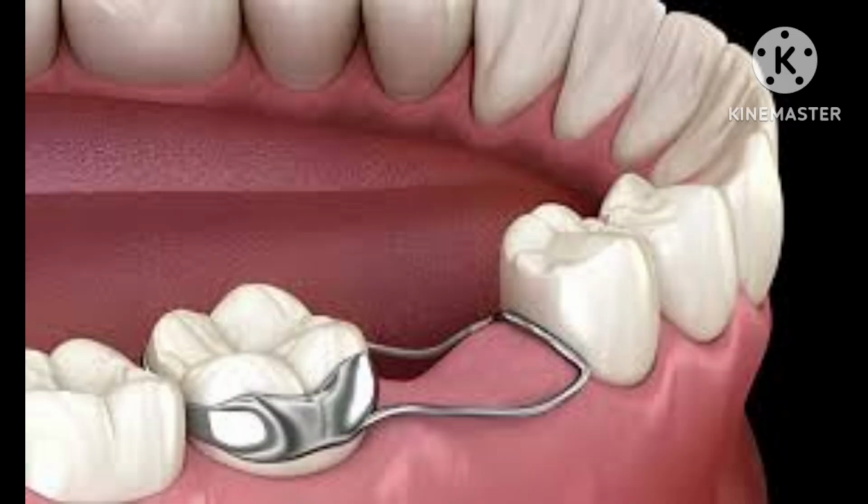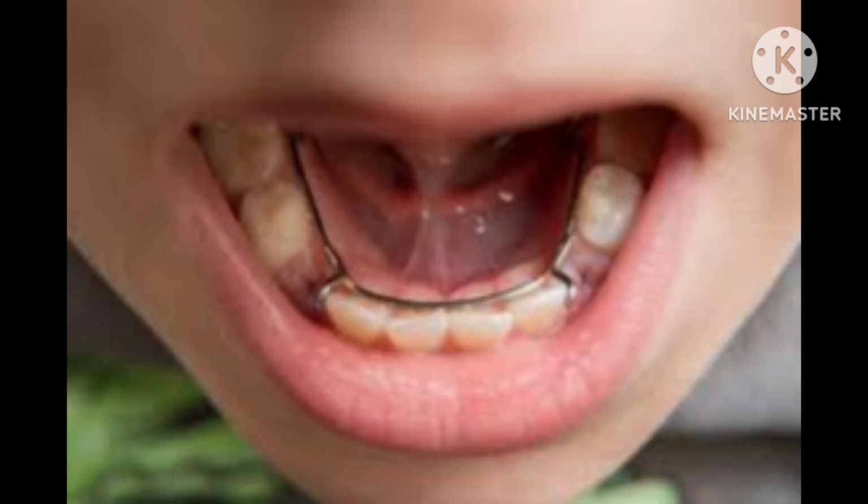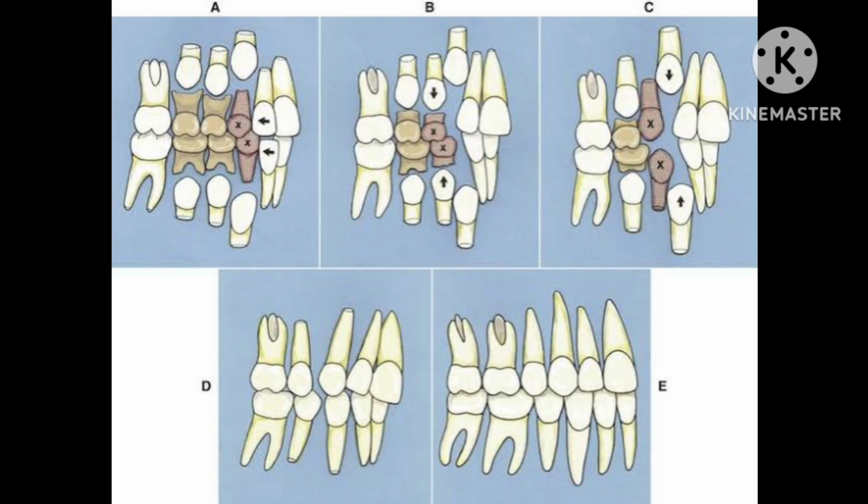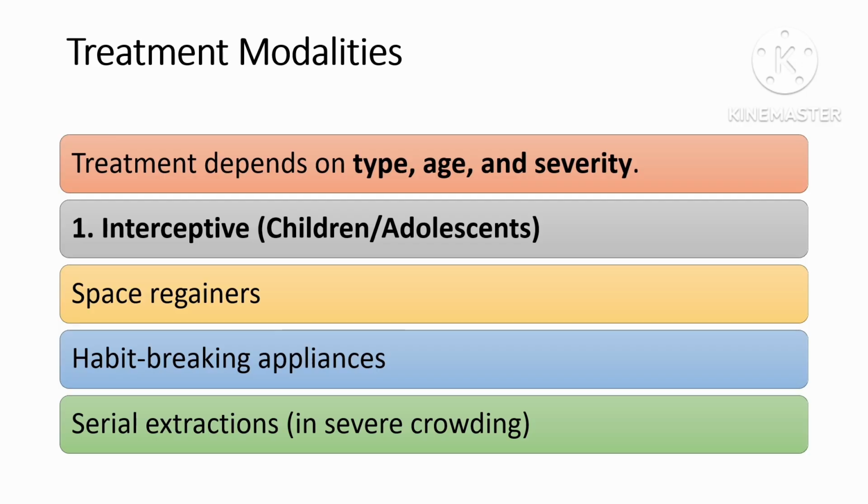For example, we may give space maintainers if the primary tooth is lost prematurely to prevent mesial drift. Space regainers use distalizing appliances if the permanent molar has drifted forward. Serial extraction in case of severe tooth arch length discrepancy or in crowding cases. Habit breaking appliances are given for thumb sucking, tongue thrusting, or mouth breathing. The main aim of interceptive orthodontics is to guide eruption, preserve arch integrity, and reduce need for complex treatment later on.